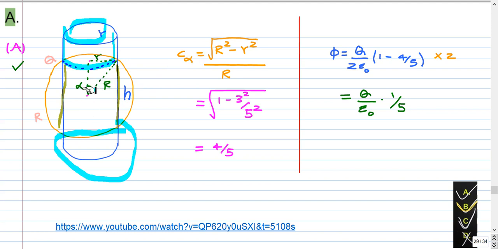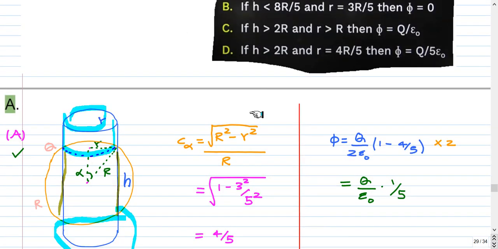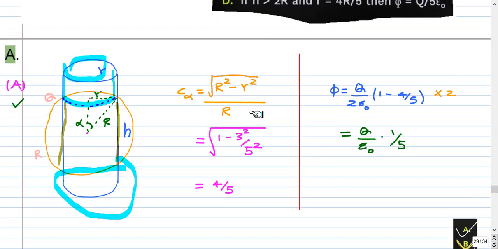So cos alpha is the adjacent side, which is square root of R square minus r square, divided by the hypotenuse, which is capital R. The opposite side is the radius of the cylinder, and the adjacent side is hypotenuse square minus this r square. So this will become square root of 1 minus (r by R) square, and in option A, r by capital R is 3 by 5. So using that we get cos alpha as 4 by 5.